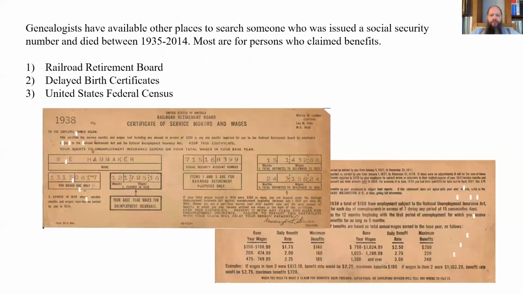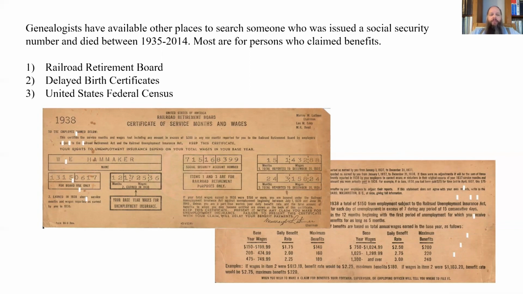Now, outside of searching those databases, genealogists need to think about other places to search for Social Security numbers or information about them, and have an understanding as to how that information does connect. Again, 1935 to 2014, where individuals may have claimed benefits. I'm going to ask that you consider 3 additional sources.